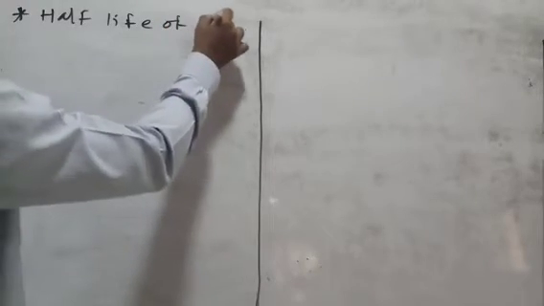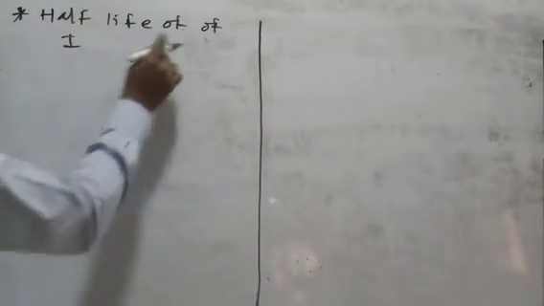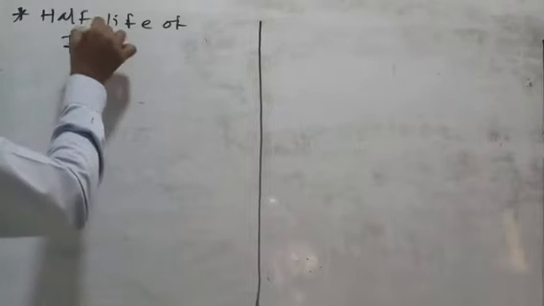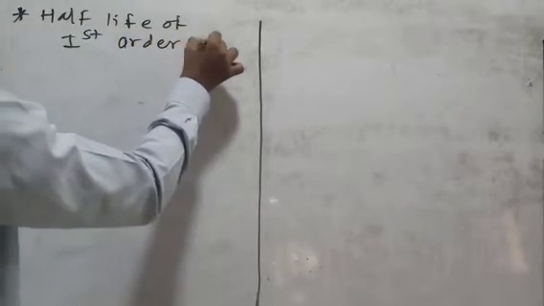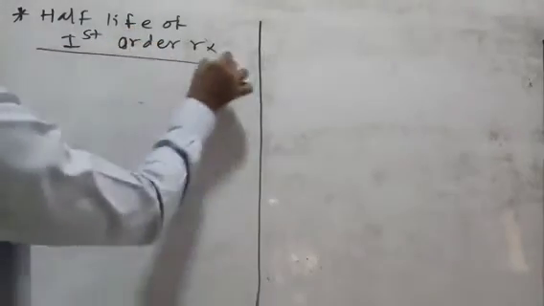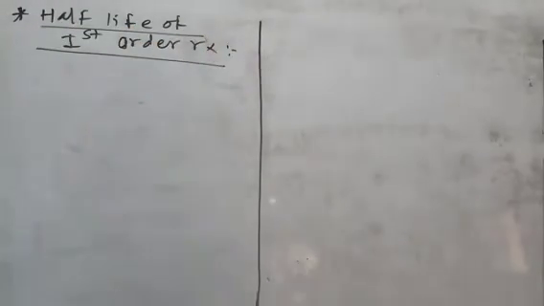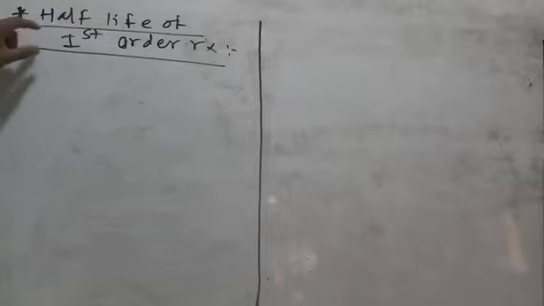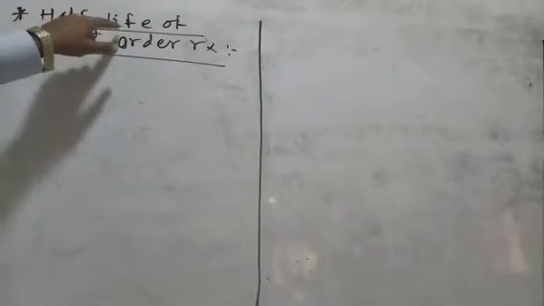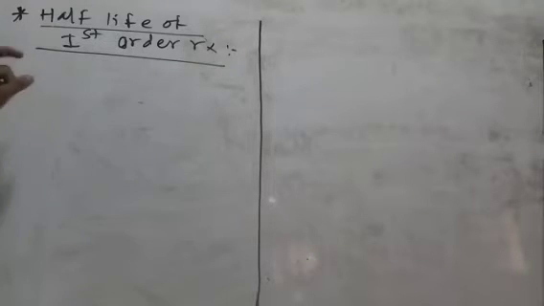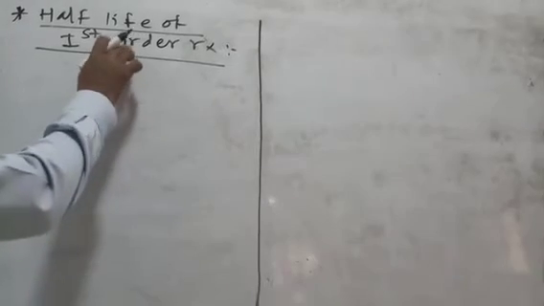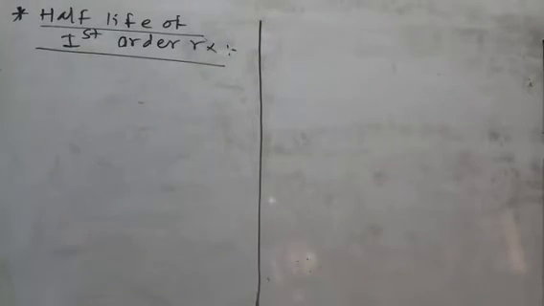The half-life of first order reaction. So what is the half-life of a first order reaction? It is the half time required for the completion of the reaction, or the time required for the concentration of the reactant to fall down to 1/2 of its initial concentration. That is the half-life of the first order reaction.